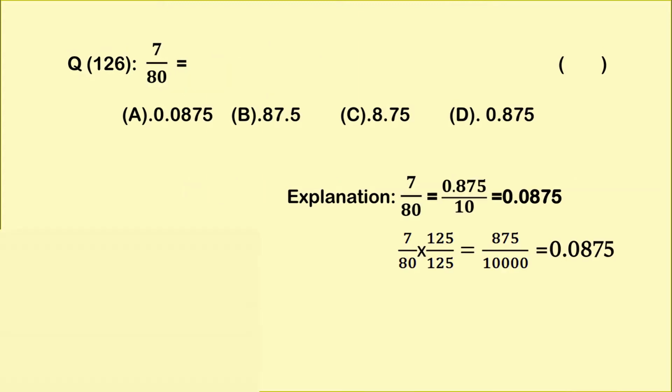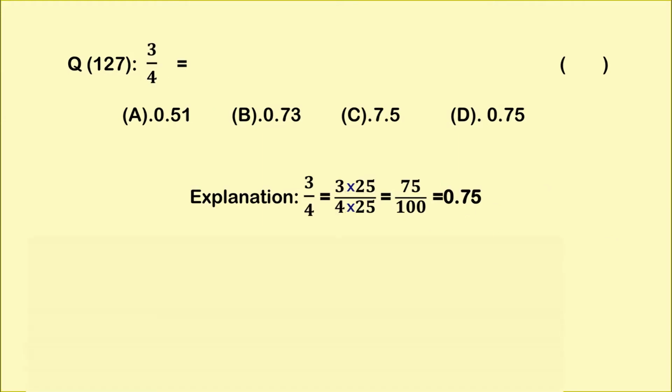Question number 126, value of 7 by 80. See in the explanation, 7 by 80, if we divide numerator and denominator by 8 we will get 0.875 by 10. So by removing 10 the point comes before 0, so it becomes 0.0875. Another method is there, 7 by 80 is multiplied by 125 in the numerator and in the denominator 125, so we will get 875 by 10,000. So if we convert into point we will write 0.0875, so the right answer is A.